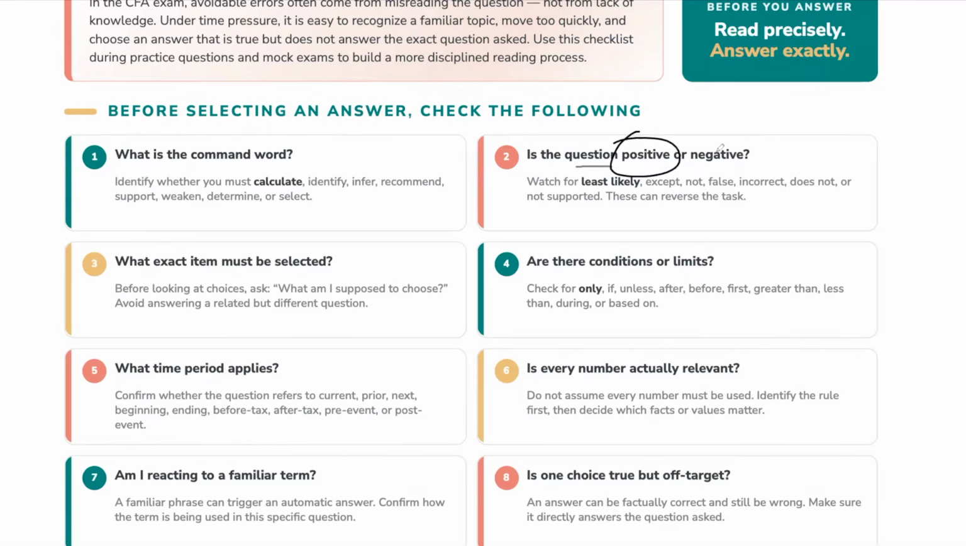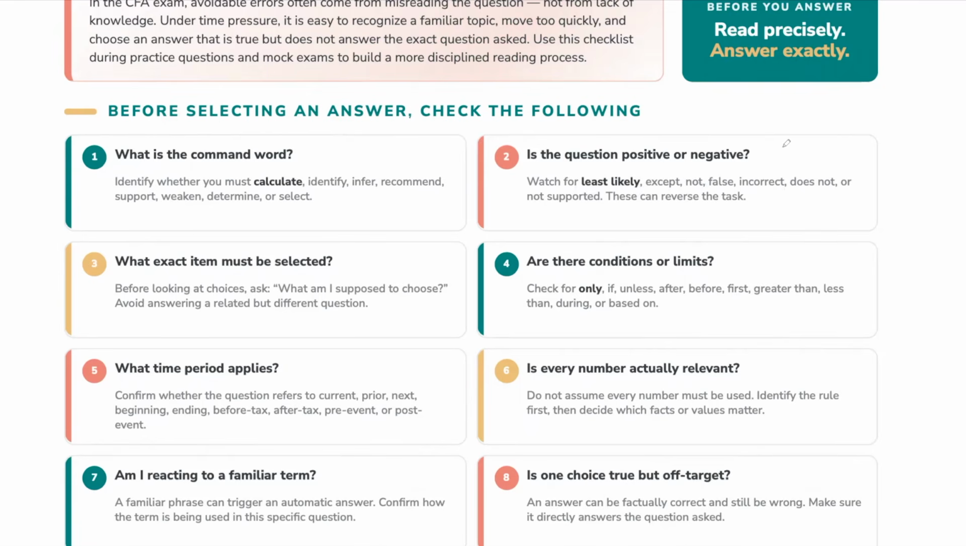Now the second point is one of the most dangerous ones. Is the question positive or negative? This is where words like least likely, except, does not, or false and incorrect become extremely important. And let's be honest, almost every CFA candidate has made this mistake at some point. You read a question quickly, you recognize the topic, and your brain jumps to the correct concept. But the question asked for the exception. It asked for the least likely answer. It asked for the incorrect statement. So the whole direction of the question is reversed.